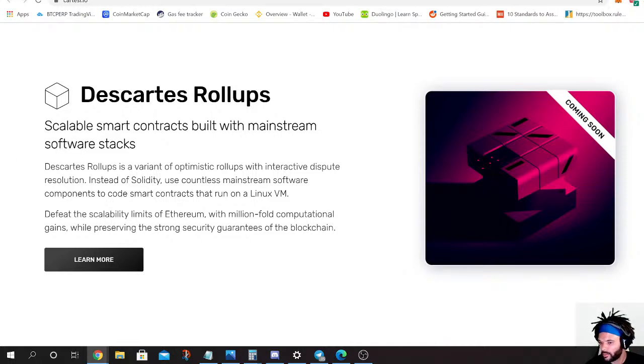Descartes rollups is a variant of optimistic rollups with interactive dispute resolution. Instead of Solidity, which is a common programming language, use countless mainstream software components to code smart contracts that run on a Linux VM. Defeat the scalability limits of Ethereum with million-fold computational gains while preserving the strong security guarantees of the blockchain.